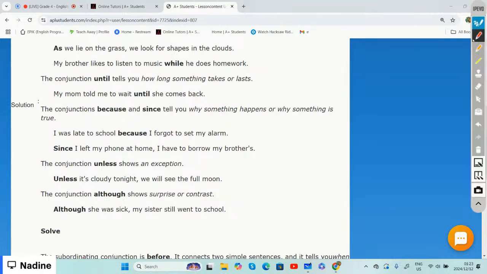Also, when we use the subordinating conjunction unless, then unless shows an exception. It's like saying you can keep your phone unless. So an example is: unless it's cloudy tonight, we will see the full moon.